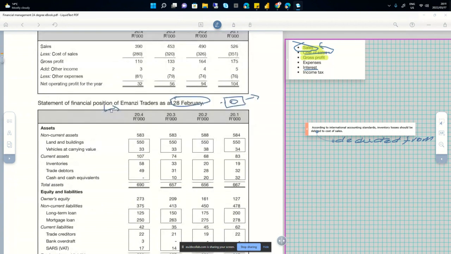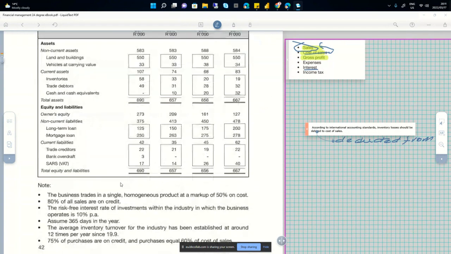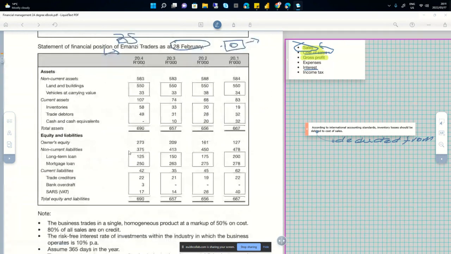So I hope you're making the difference between the statement of financial position, which is the balance sheet, and the income statement or statement of comprehensive income. You would have different ways of people calling this, but you should understand what it's all about. Sometimes we refer to it as the balance sheet.